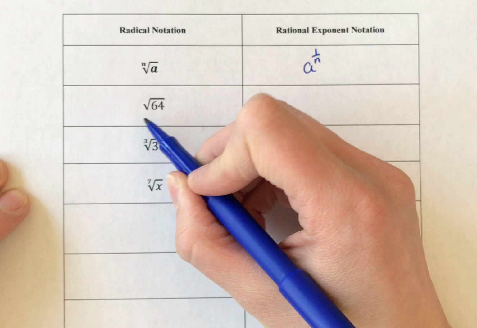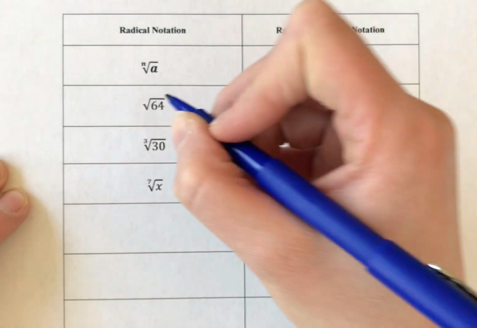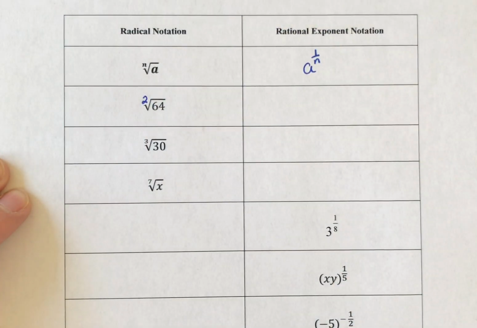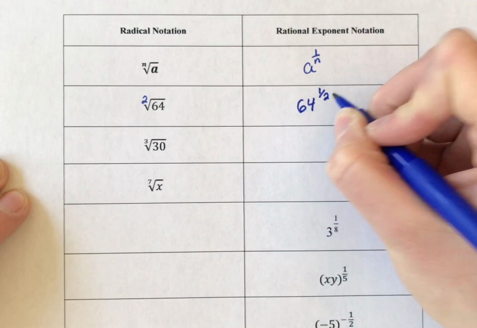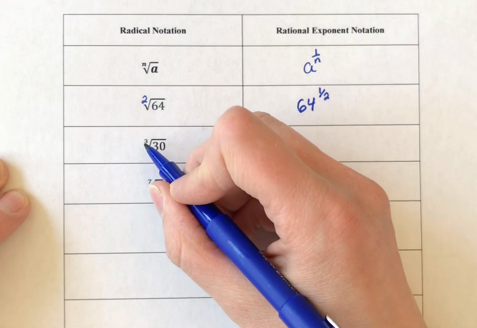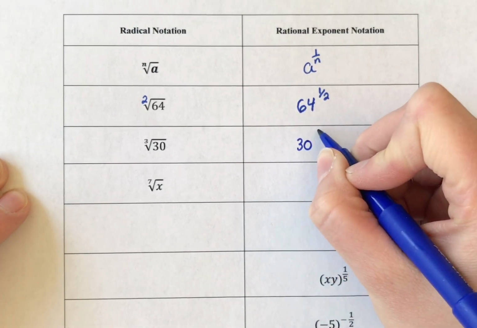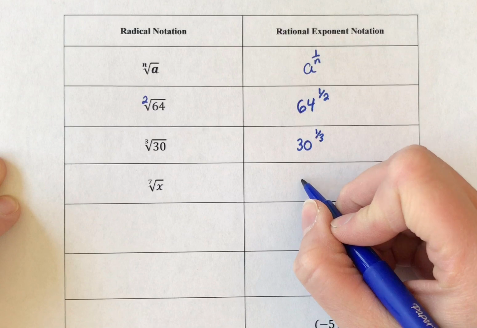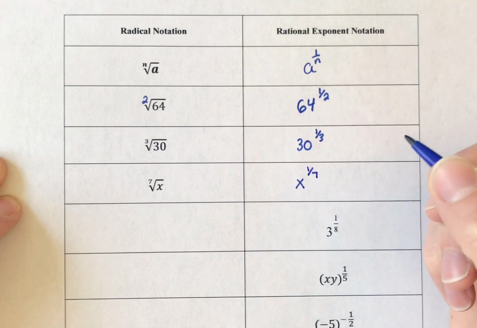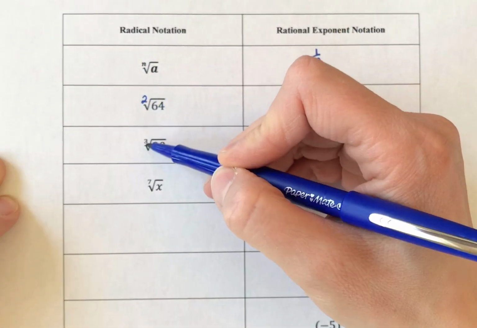So I can rewrite the square root of 64. If I wanted to rewrite that in rational exponent notation, remember, taking a square root means you have an index of 2. So this could be rewritten as 64 to the 1/2 power. If I was talking about taking the cube root of 30, I could rewrite that as 30 to the 1/3 power. And I can have variables underneath. It doesn't really matter. So if I'm talking about the 7th root of x, I can rewrite that as x to the 1/7. So the denominator of the fraction is the nth root that you are taking.